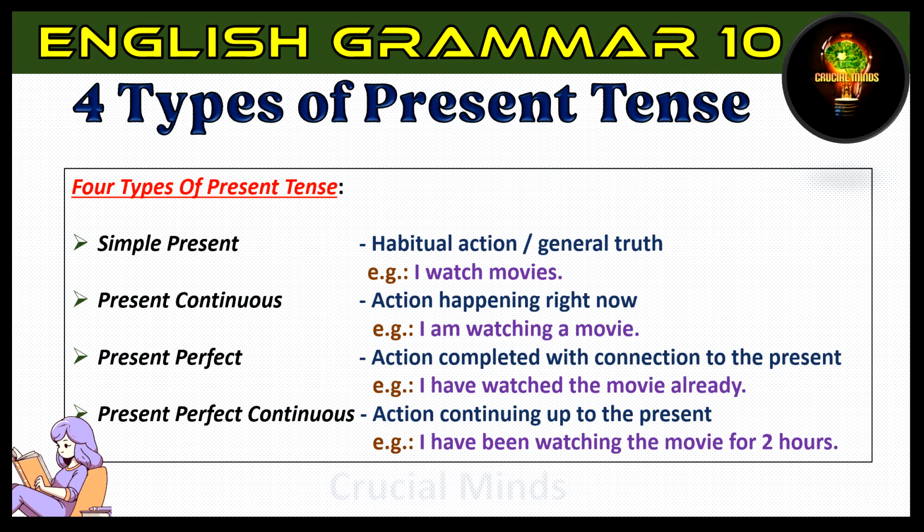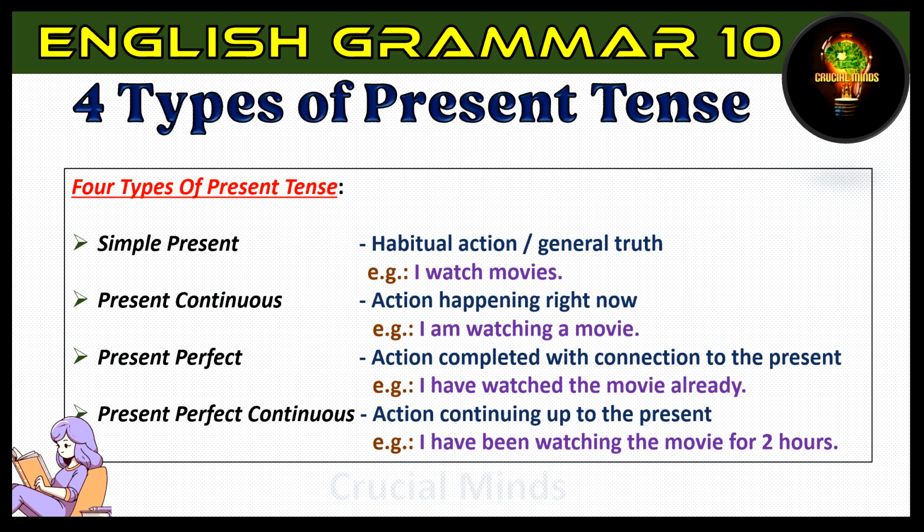There are 4 types of present tense. They are as follows. First is the simple present tense. It is used to express habitual actions and general truths. For example, I watch movies. Next is the present continuous tense. It is used to express an action happening right now. For example, I am watching a movie.